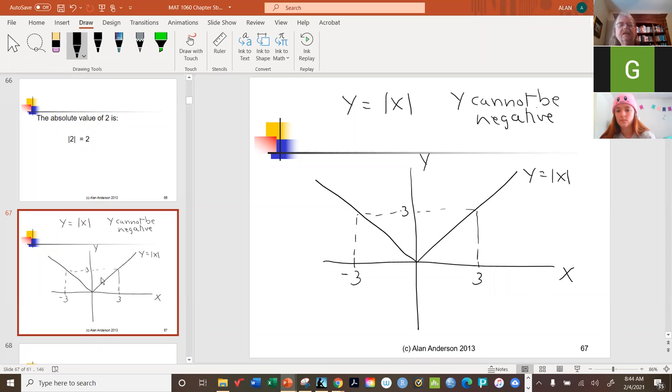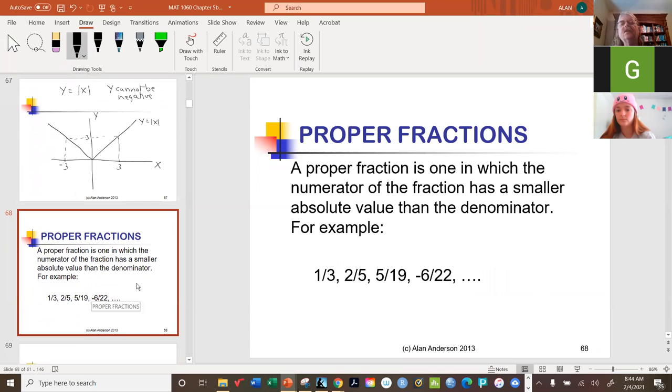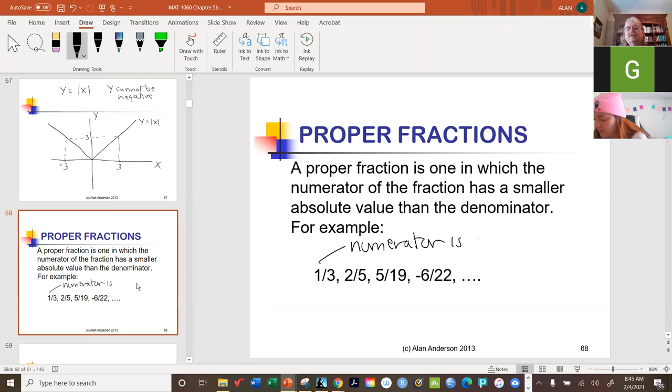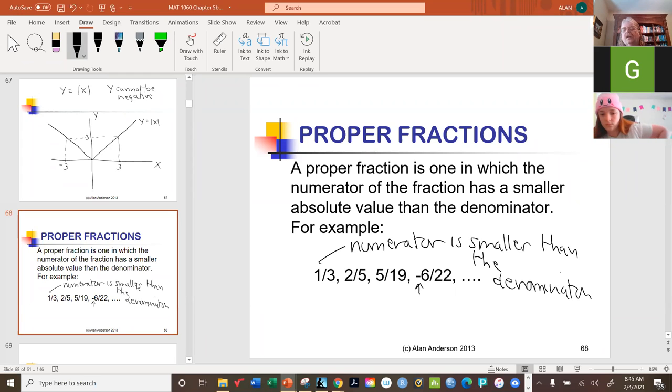Okay, great. Now we have a few more, and for example, we have this notion of proper fractions. Now again, the word proper in real life means something that's acceptable. But here, what we're saying is that if a fraction has a smaller numerator than denominator, and that's true in each of these cases. Now here we're ignoring the sign, by the way. As long as the numerator is smaller than the denominator, then the result is what we will call a proper fraction.